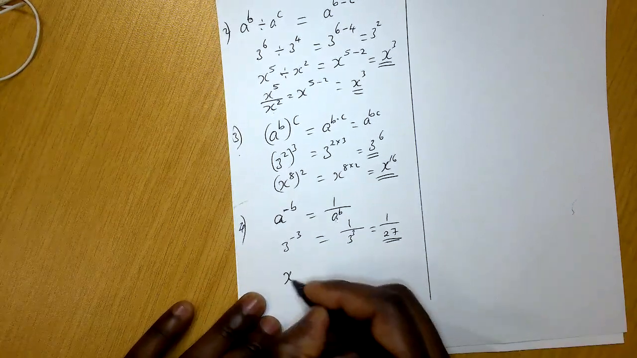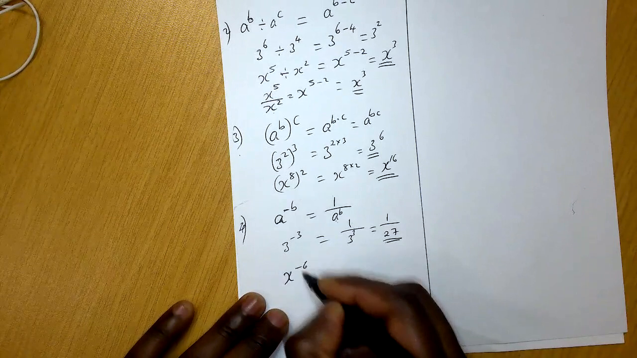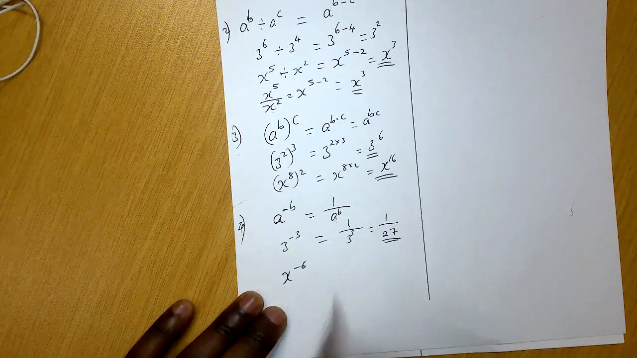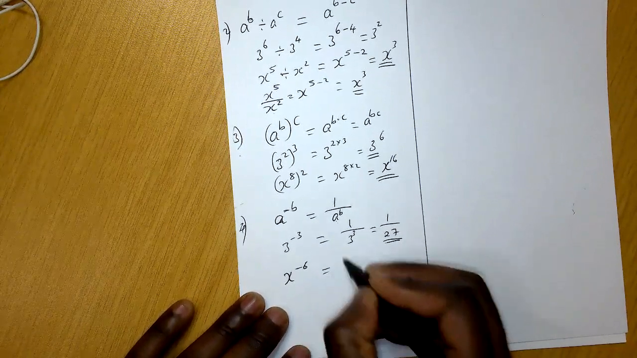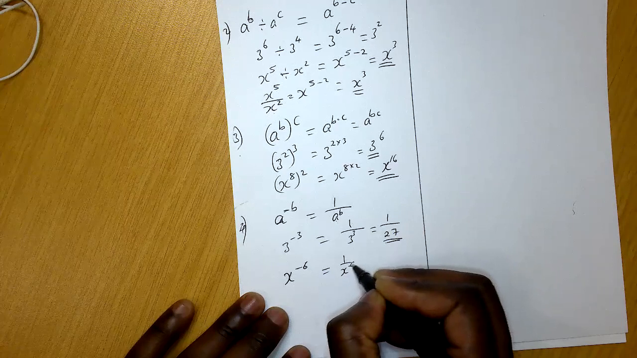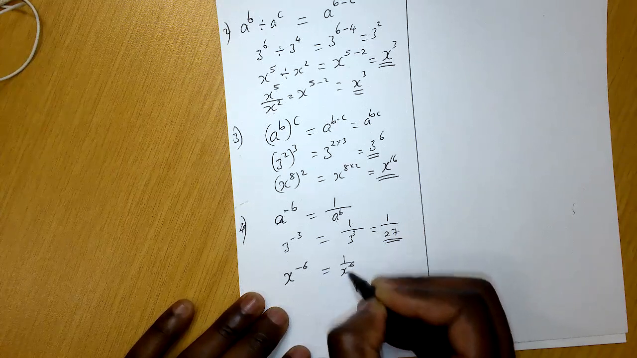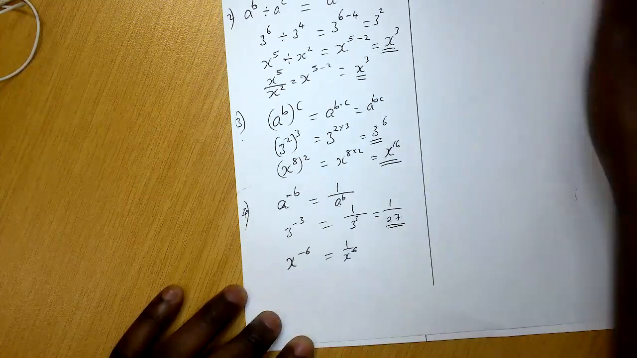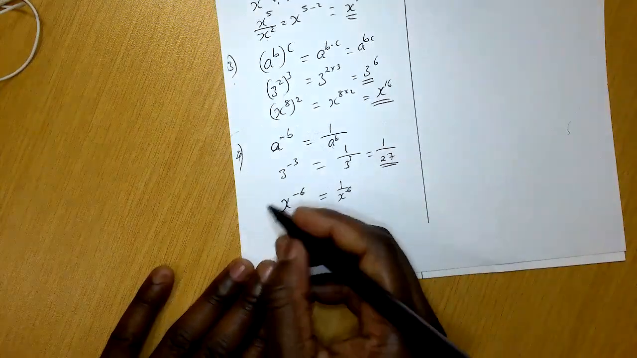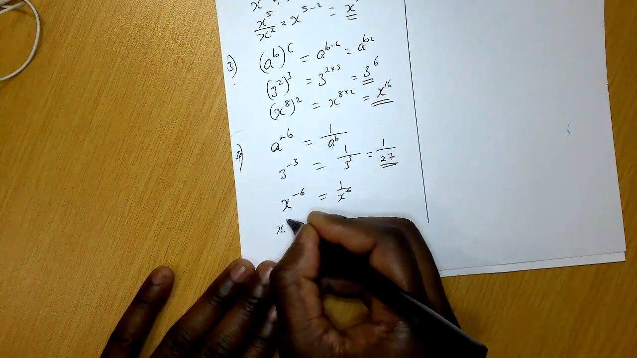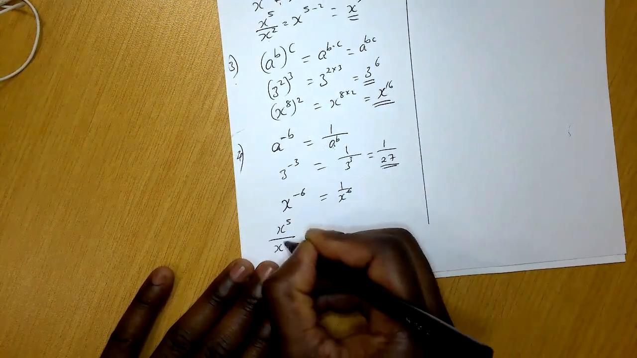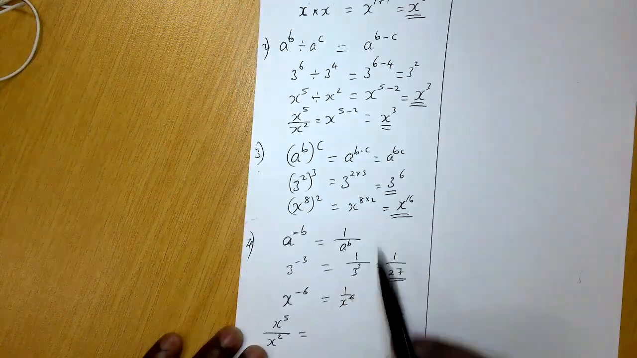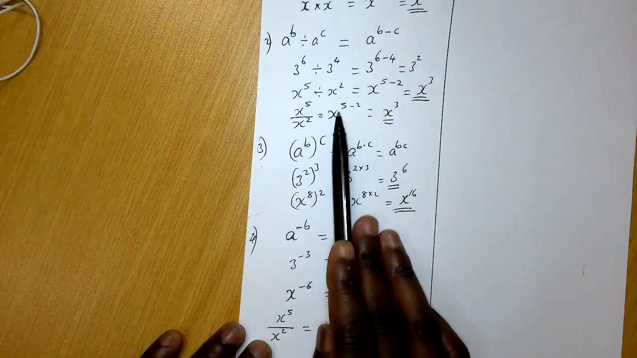Or x to the power of negative 6 here. It's going to be equal to 1 over x to the power of 6. But now we want to see why it is negative there. Remember what we just said in the previous law, that x to the power of 5 divided by x to the power of 2 is equal to x to the power of 5 minus 2.